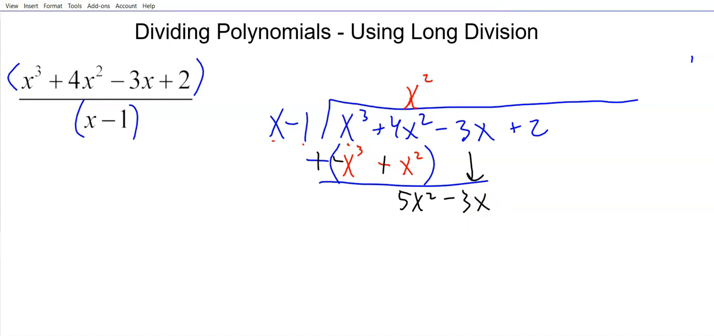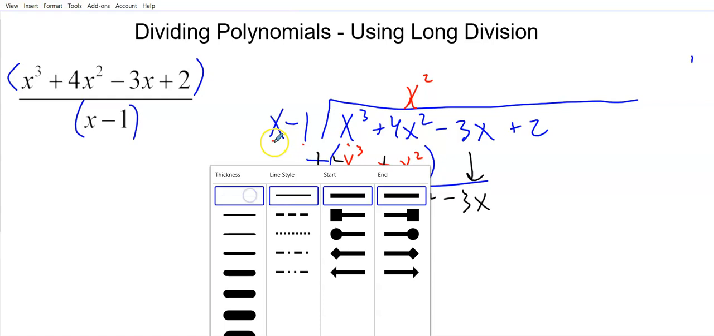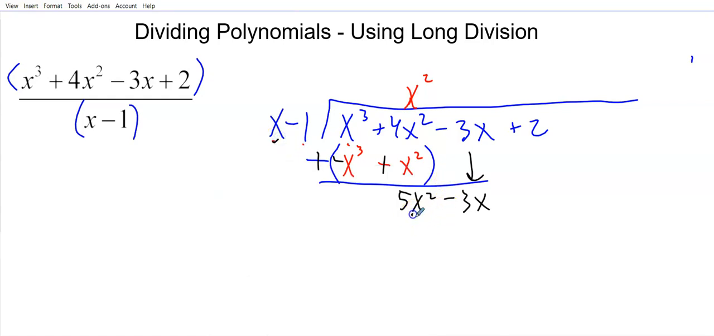And now again, you're looking at the very first term here. So we're looking at x and 5x squared. x times what is 5x squared? Well, that would be 5x. So not just 5x, but plus 5x. That's a positive 5x. I put it in the x column there. That gets multiplied by both of these terms, both the x and the negative 1, so 5x squared minus 5x. Negative 1 times 5x is that.